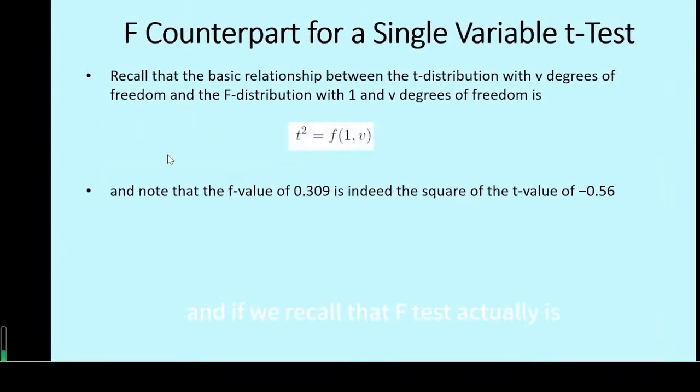And if we recall, an F-test with 1 and V degrees of freedom is actually the same as a T-test with V degrees of freedom. The T-test statistic squared actually equals the F statistic in the model. So if we look at the F value here, 0.309, actually it is the square of the T value of minus 0.56. So these two kinds of tests will get the same result.